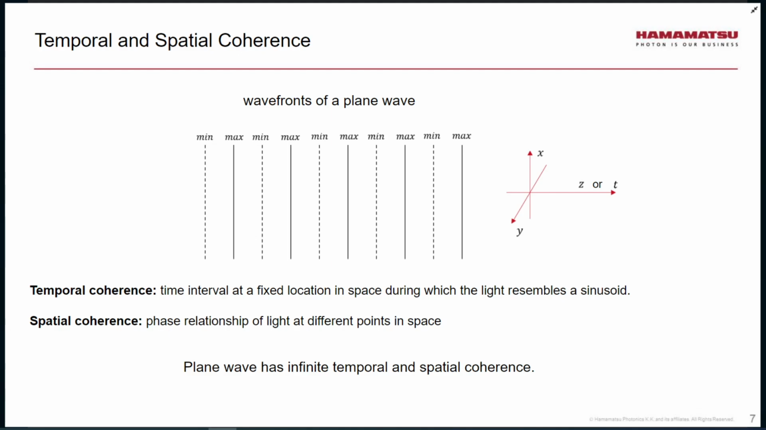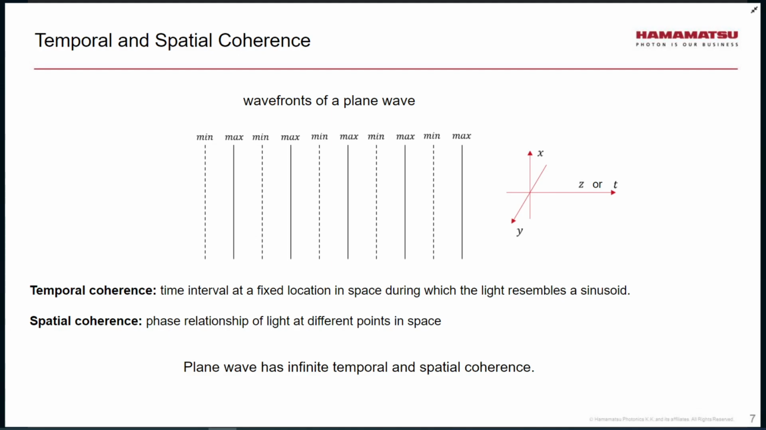Let's now discuss coherence. Coherence refers to a phase relationship in time. That's one. That's called temporal coherence. And in space. So that's spatial coherence.